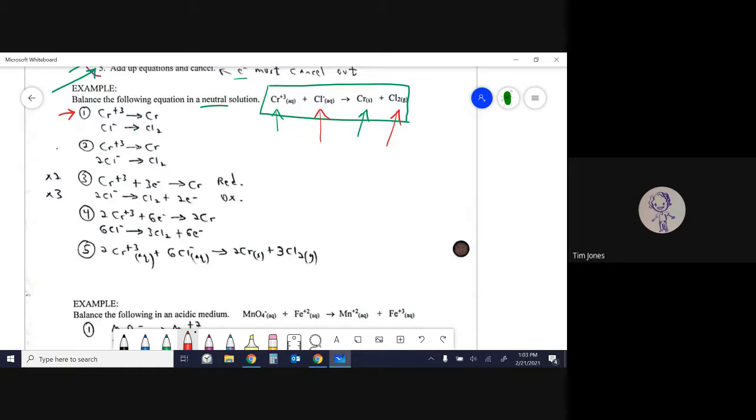In step 2, now I'm balancing my atoms. My chromiums were already good, but I needed to put a 2 here to balance the chlorines. Step 3, now we're going to look at electrons. In order for chromium to go from +3 to 0, it's just not shown, it needs to gain 3 electrons.